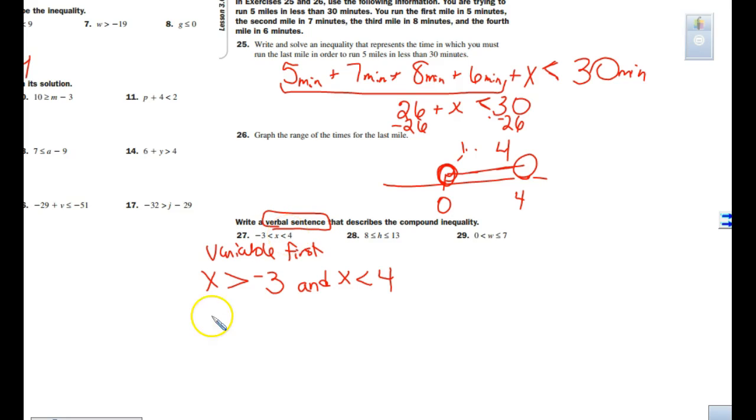The numbers have to be in between those two. So you could say all numbers greater than -3 less than 4.